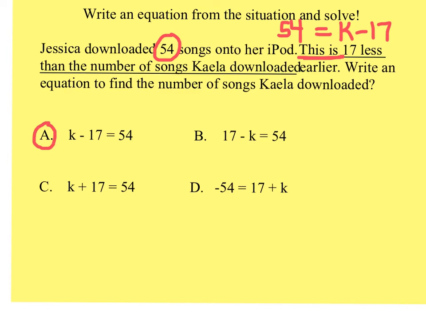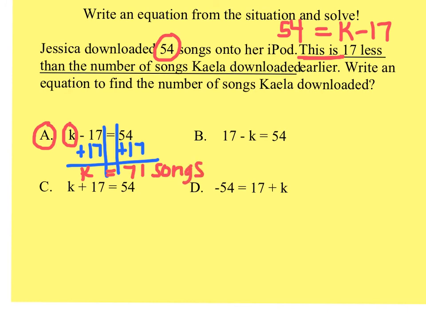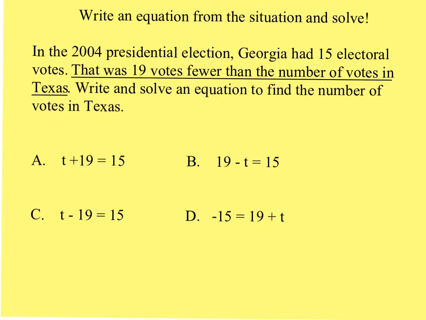Now what we need to do is solve the equation to find how many songs that Kayla actually downloaded. So we would circle our variable, draw the river, add 17 to both sides, and this is going to tell us that Kayla downloaded, see here, 71 songs. There we go. Why don't you pause the video and see if you can find the correct equation for this one and then solve it. In the 2004 presidential election, Georgia had 15 electoral votes. That was 19 votes fewer than the number of votes in Texas. Write and solve an equation to find the number of votes in Texas.